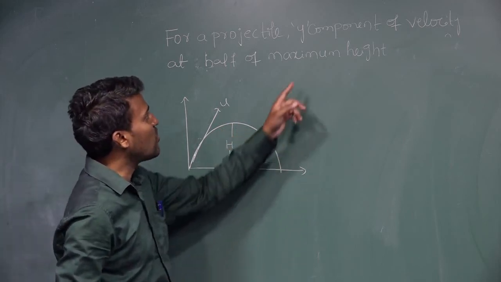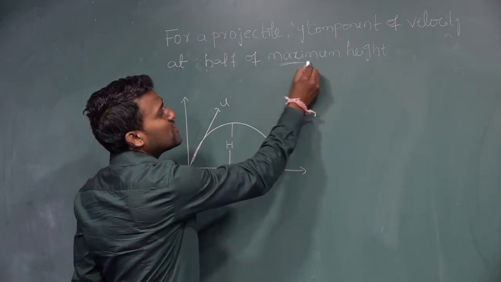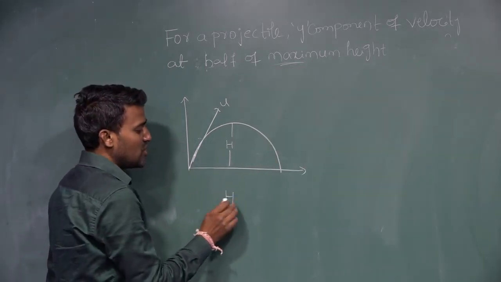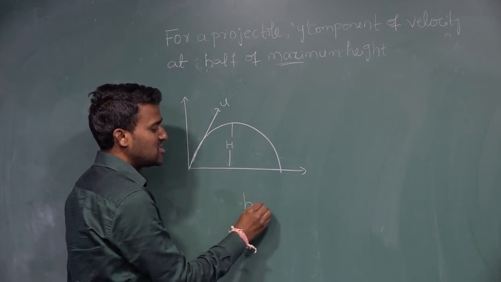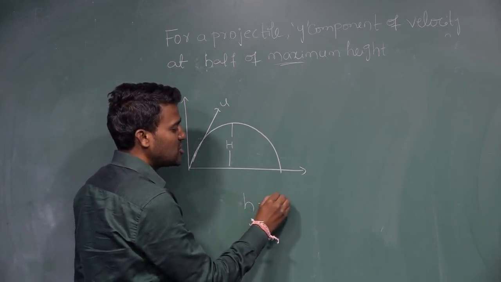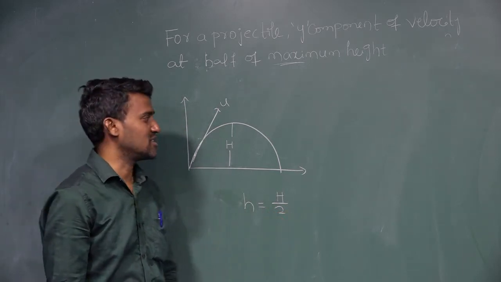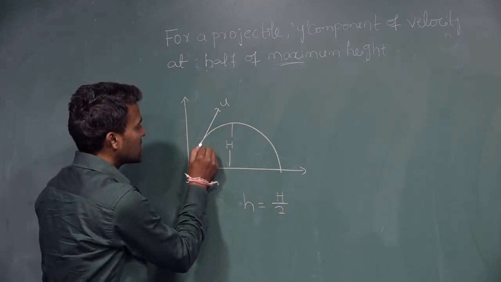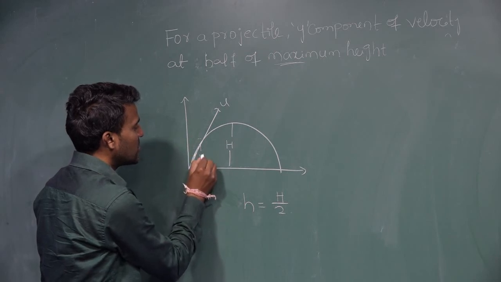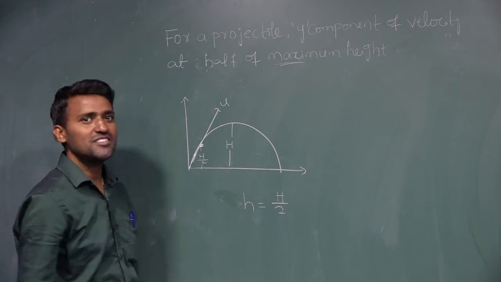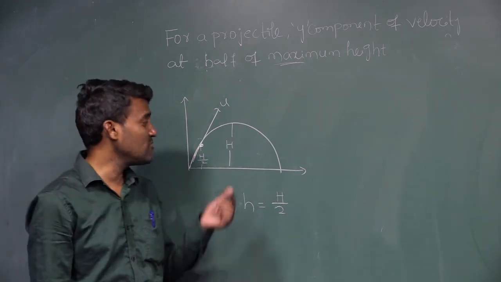But they are asking what is the velocity at half of the maximum height. That means h is equal to half of the maximum height, so I am writing h divided by 2. At this position, what is the velocity? This is h. Half of the maximum height means, for example, at this position, this is h by 2. At this position, what is the velocity we have to calculate?